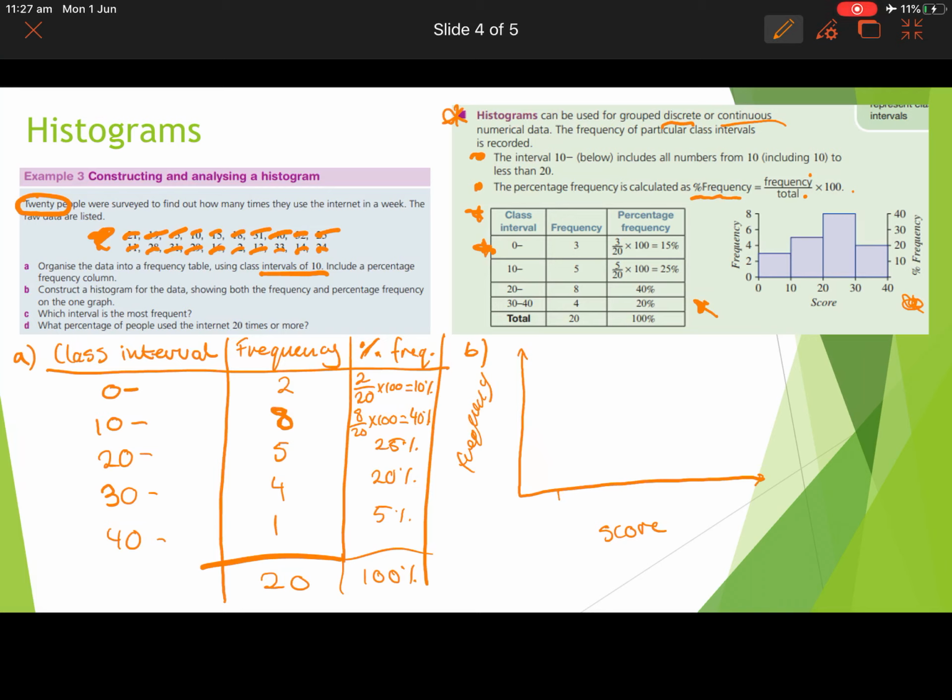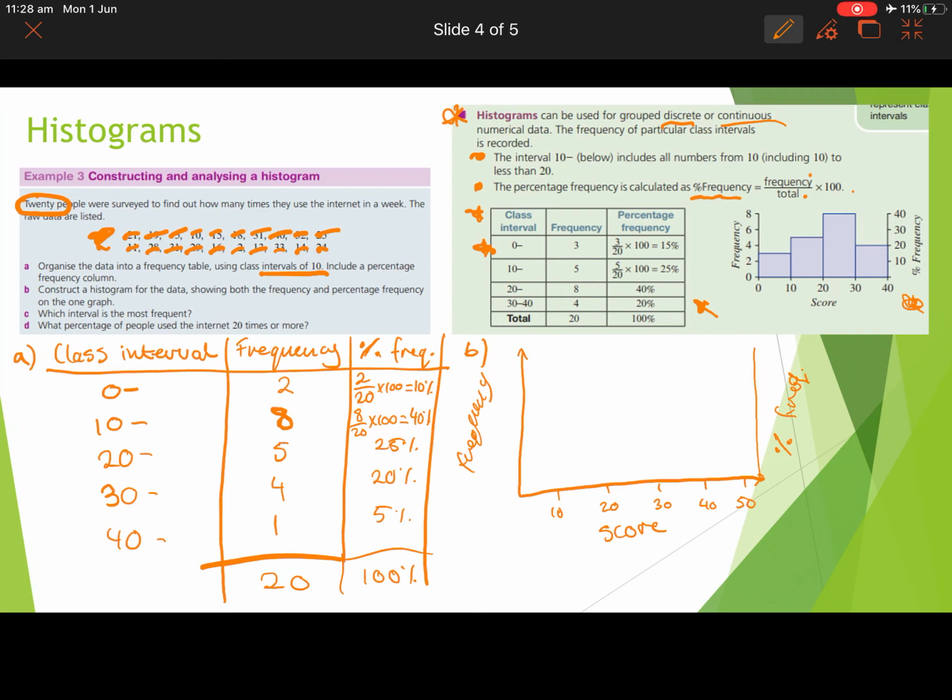Okay, and so we're going from 0 to 10, 20, 30, 40, let's go to 50. Okay, there are numbers, and it wants us to include the percentage frequency on the one graph. So we actually have one up here, and this side is going to be our percentage frequency. So there's a lot to it, but hopefully it's not too difficult. It's just a bit time consuming.